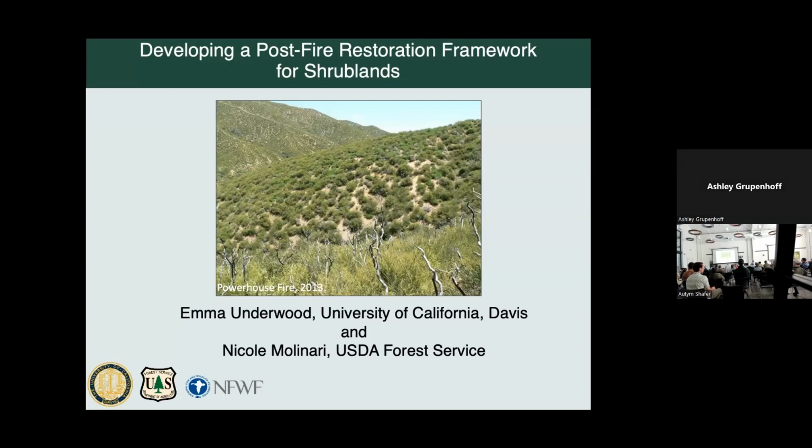And so what I wanted to do is to talk about developing a post-fire restoration framework for shrublands, and specifically within that, the development of a tool, which we are calling the PREP tool, the post-fire restoration and prioritization tool, and also to demonstrate how the outputs of this tool can be integrated with other data sets to try to refine where to conserve or restore on the landscape, and also to try to inform species for use in restoration.